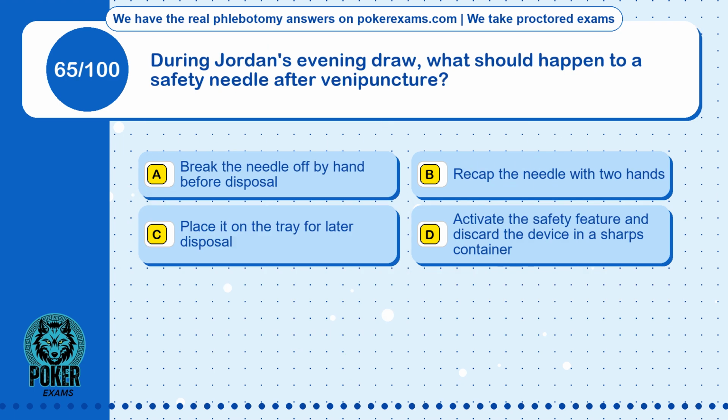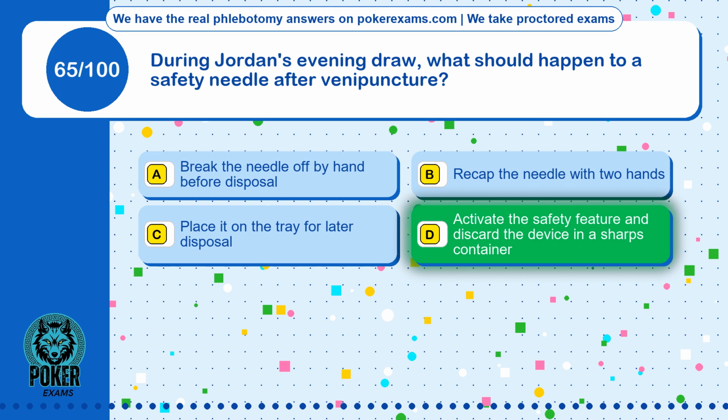Question 65. During Jordan's evening draw, what should happen to a safety needle after venipuncture? Option A, break the needle off by hand before disposal. Option B, recap the needle with 2 hands. Option C, place it on the tray for later disposal. Option D, activate the safety feature and discard the device in a sharps container.